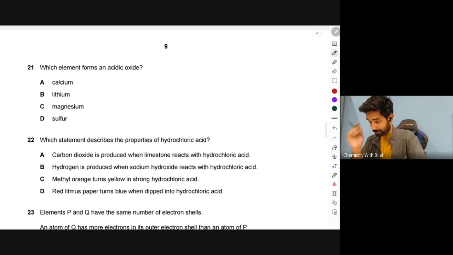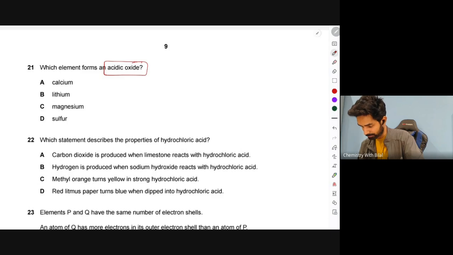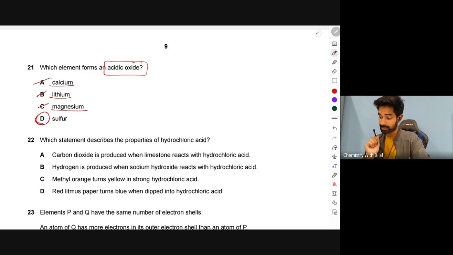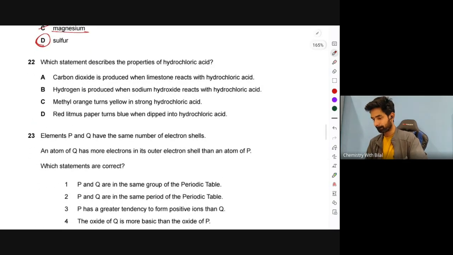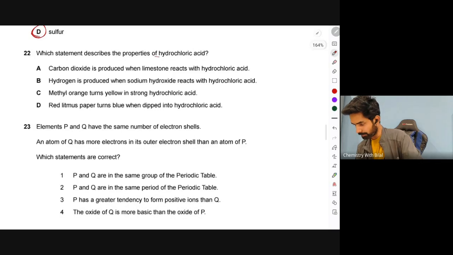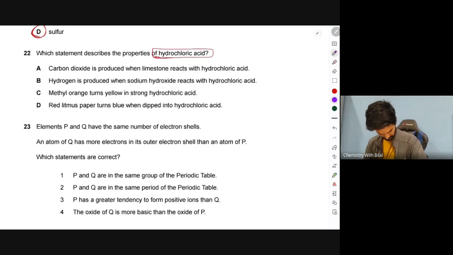Which element forms an acidic oxide? Non-metals form acidic oxides. Calcium is a metal, lithium is a metal, magnesium is a metal, sulfur is a non-metal. Its oxide would be acidic. Make sense, everyone? Yes. Okay. Which statement describes the properties of HCl, a strong acid? इसमें काफी सारे acids से question about it. Yes. So we got to be very careful with all the chapters, especially bonding, acids, organic.